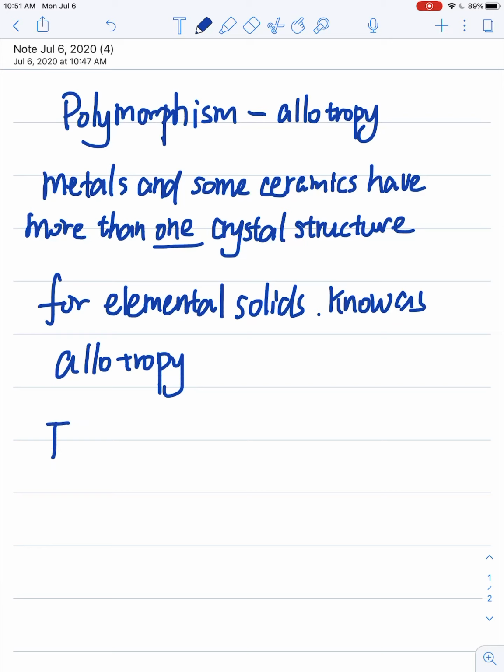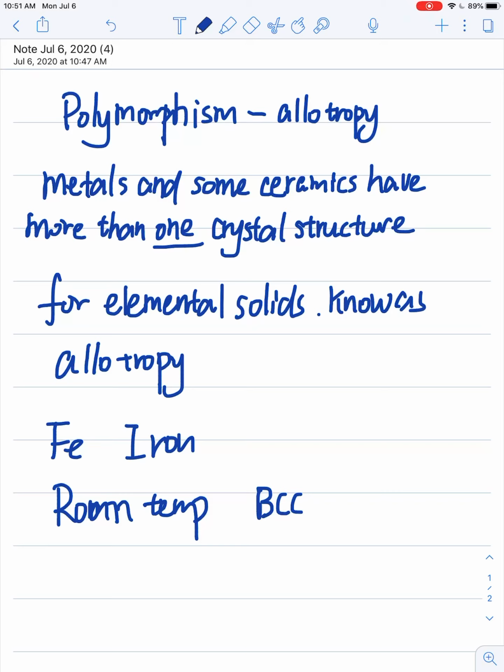Okay, for example, let's take iron as an example. At room temperature, iron has a BCC crystal structure, which is body-centered cubic structure. And if we increase the temperature to 910 Celsius, BCC returns to FCC, which is face-centered cubic structure.